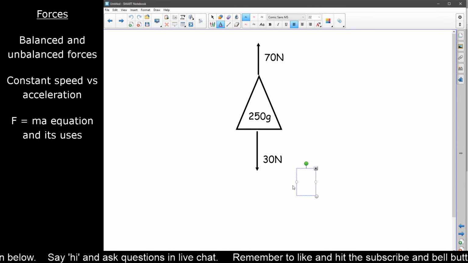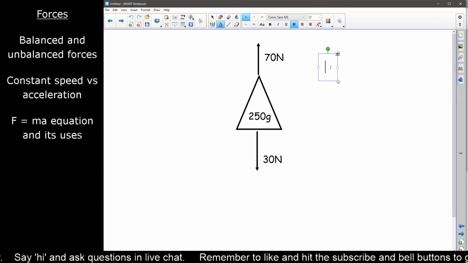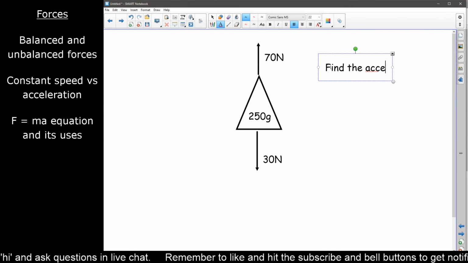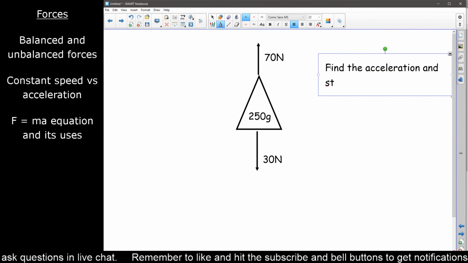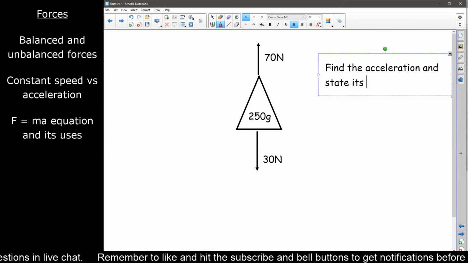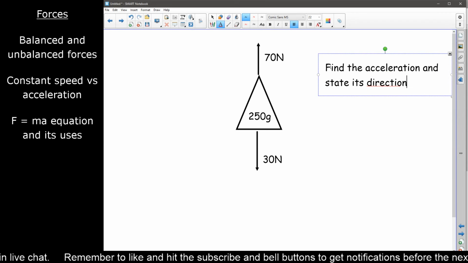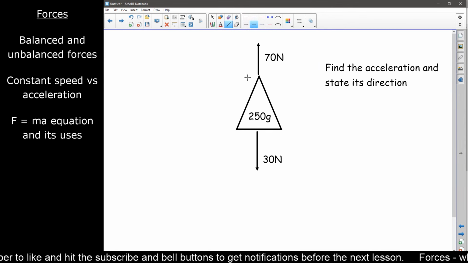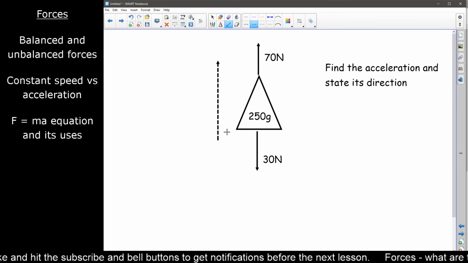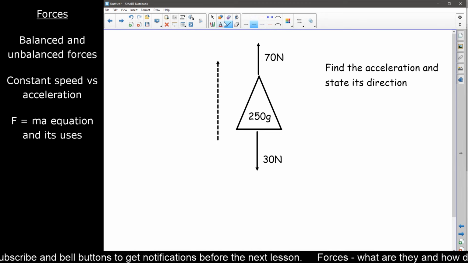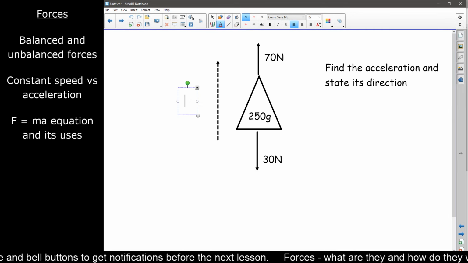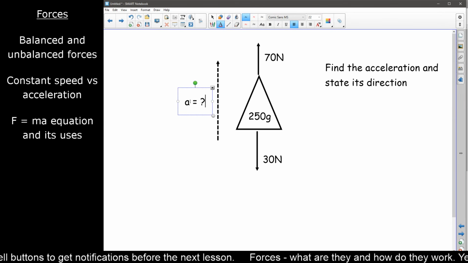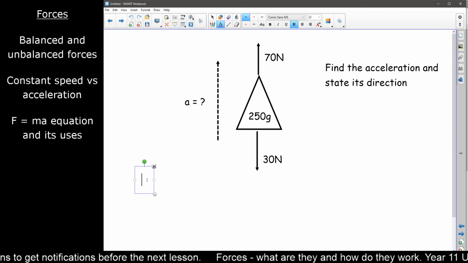Okay, and what I'm being asked is to find the acceleration and state its direction. So the direction's the easy bit here. The acceleration will always be in the direction of the larger force. So the acceleration's upwards. Again, not the motion, the acceleration is upwards. And we don't know what that is, so a equals question mark. We need to find what that is.